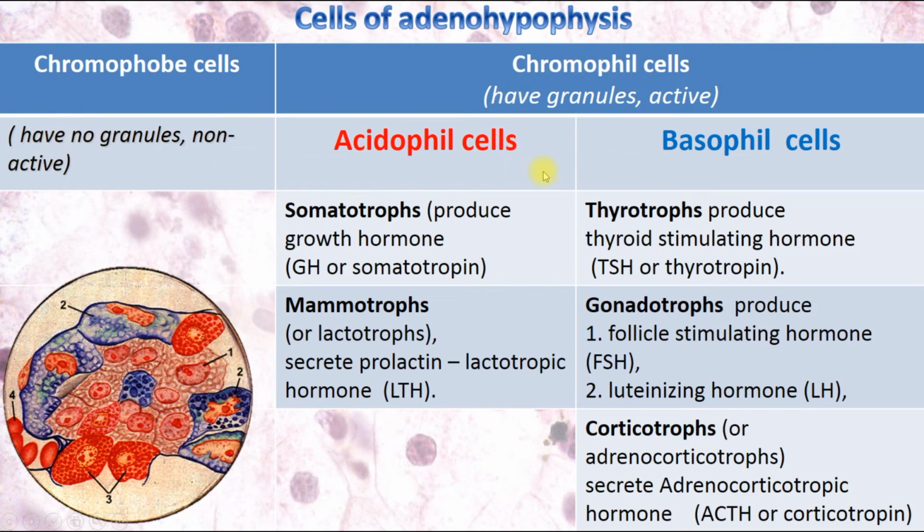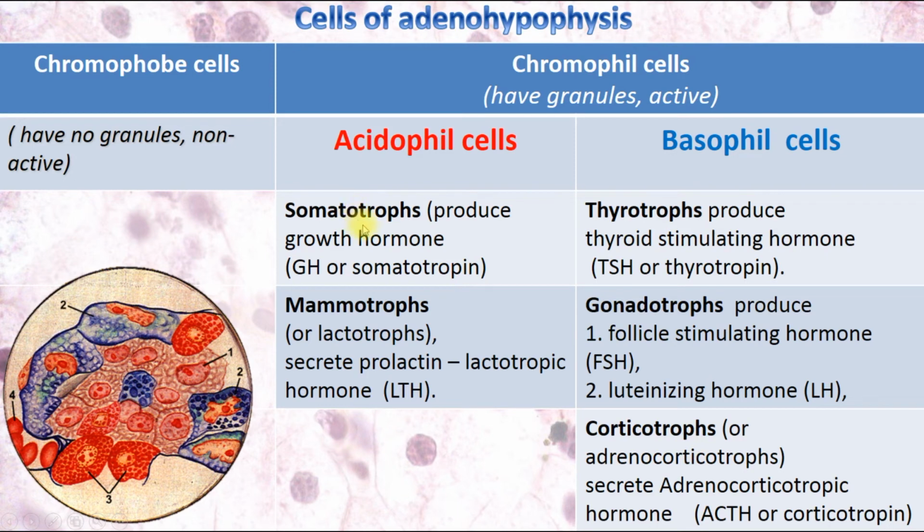And chromophil cells are divided into two groups, acidophil cells and basophil cells, according to their staining. But acidophil and basophil cells have their own kinds. So acidophil cells include two kinds, and basophil cells have three kinds of cells. Acidophil cells are somatotrophs and mammotrophs. Basophil cells are thyrotrophs, gonadotrophs, and corticotrophs.